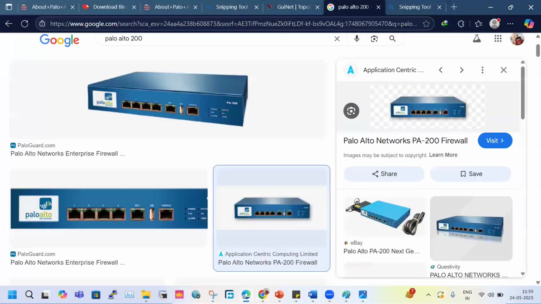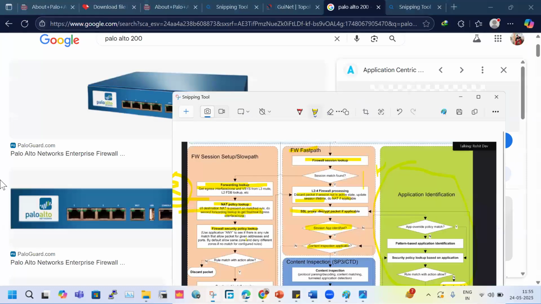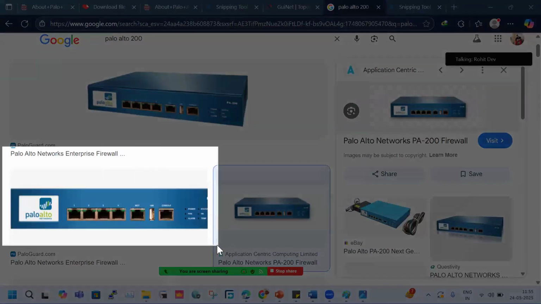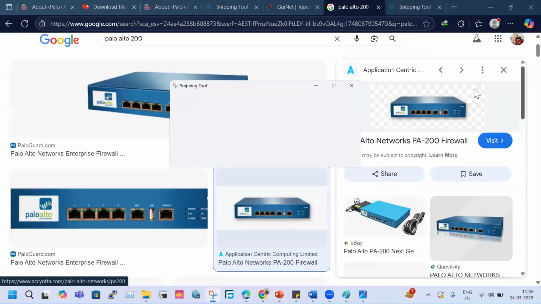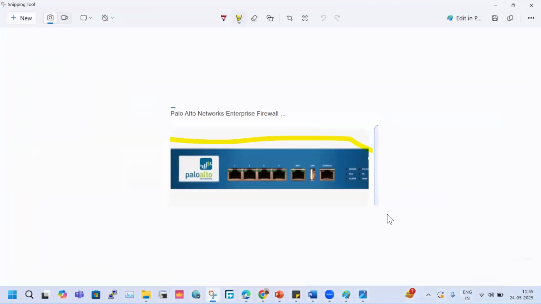Now let's see what is available as a physical box. I'll take this as an example. You can see this is how our firewall looks like. This is a Palo Alto 200 series box. You can see we have multiple ports available with our firewall here.